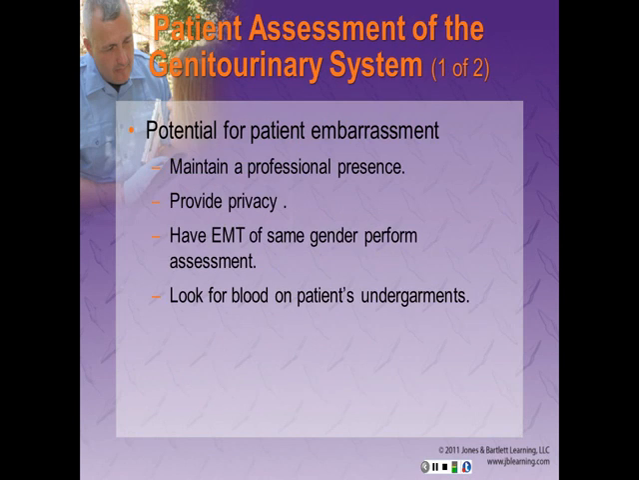Patient assessment of the genitourinary system. The biggest issue here is the potential for patient embarrassment. You need to maintain a professional presence and provide privacy during assessment. If at all possible, have an EMT of the same gender perform the assessment and look for blood on the patient's undergarments, and only inspect the external genitalia when there are complaints of pain or external signs of injury.